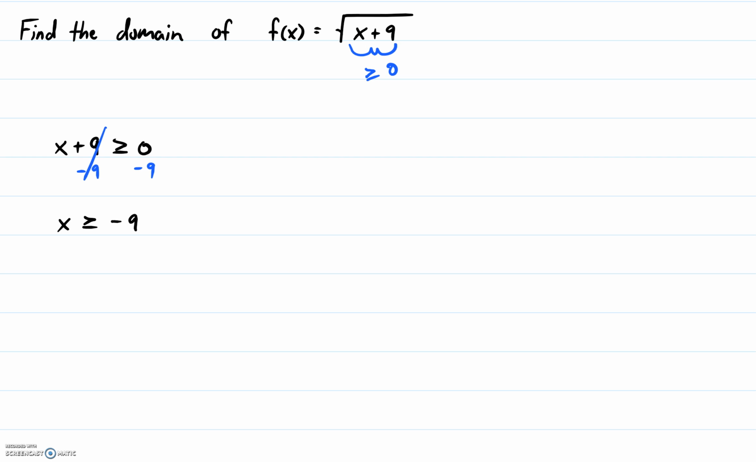In other words, any x values that are greater than or equal to negative 9 are not going to lead to imaginary numbers. So therefore, we're going to include them in the domain of our real numbers that we're interested in.